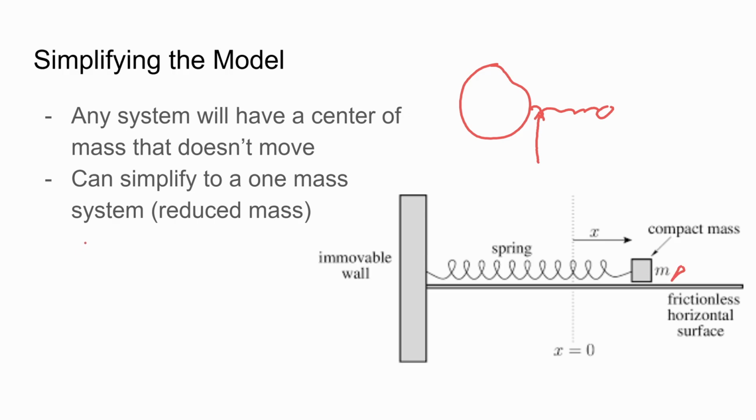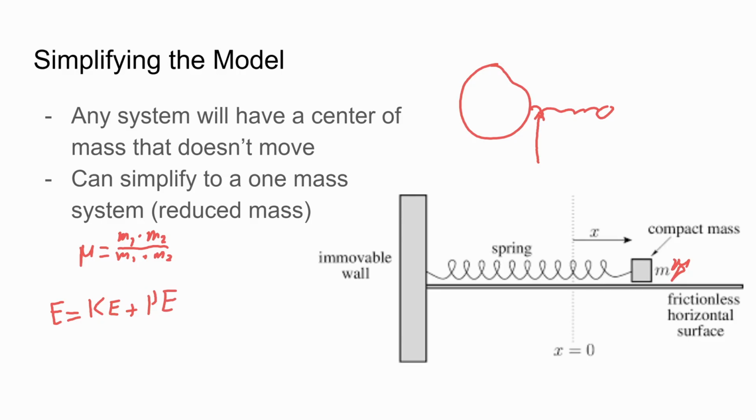Now, to convert from our two-mass to one-mass system, the reduced mass is going to equal mass 1 times mass 2 over mass 1 plus mass 2. And this over here is our reduced mass. Now, the total energy of our system when it is oscillating is going to be the sum of the potential energy plus the kinetic energy.